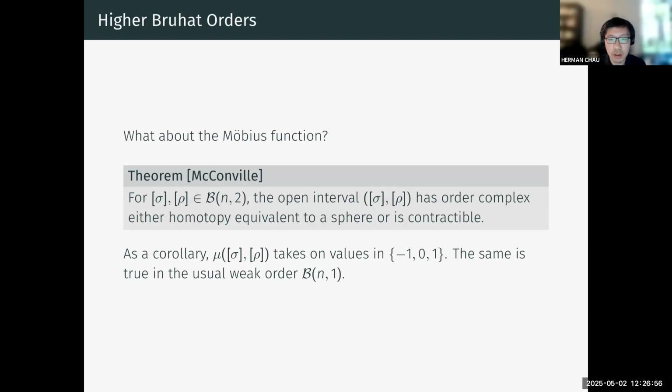The precise characterization of when it takes on each value is also known, but the exact conditions are a little technical. I've done some computations by computer and saw that for higher Bruhat orders beyond k equals 2, it still seems to take on values -1, 0, and 1. But as far as I know, it's not known whether or not this is the case for the higher Bruhat orders.